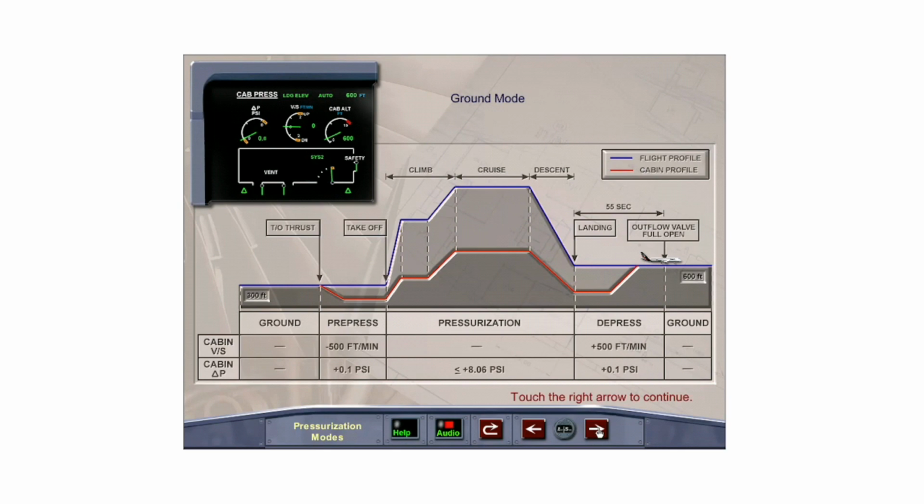After the aircraft has been on the ground for 55 seconds, the outflow valve fully opens, reducing the cabin pressure to 0 psi, which allows the opening of the cabin doors. 3 minutes after touchdown, the cabin pressure controller transfers control to the other controller.